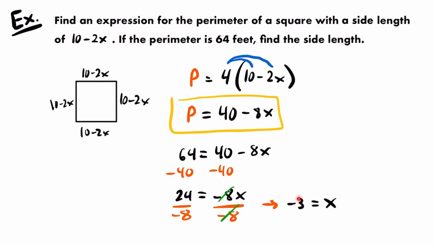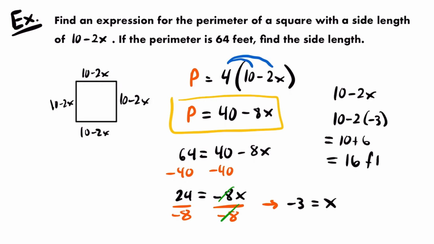What we want to do is plug negative 3 back in for x for this expression that represents the side length of this square, 10 minus 2x. So let's plug that in over here. We have 10 minus 2x, but if you plug negative 3 in for x, you get 10 minus 2 times negative 3, and negative 2 times negative 3 is positive 6, so this is equal to 10 plus 6, which is equal to 16. And remember that our units are feet, right? We were told that the perimeter is 64 feet, so our final answer here is that 16 feet is the length of each side of this square if the perimeter is 64 feet.